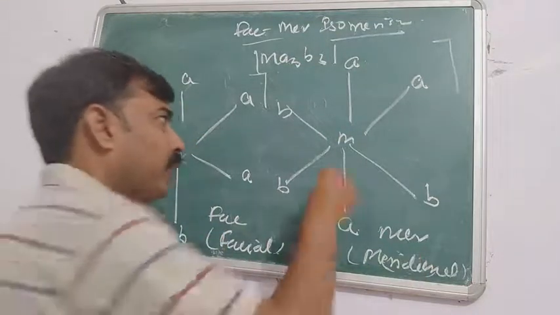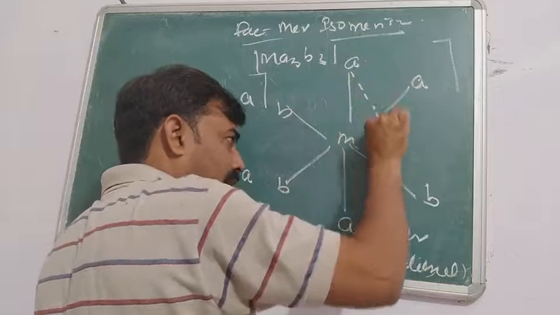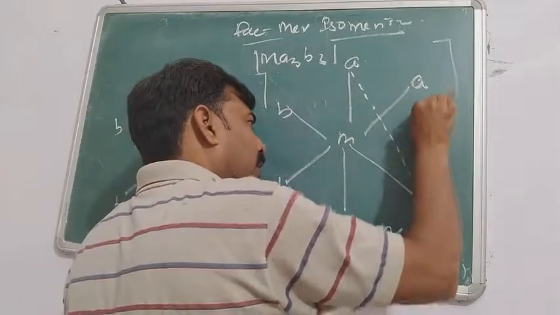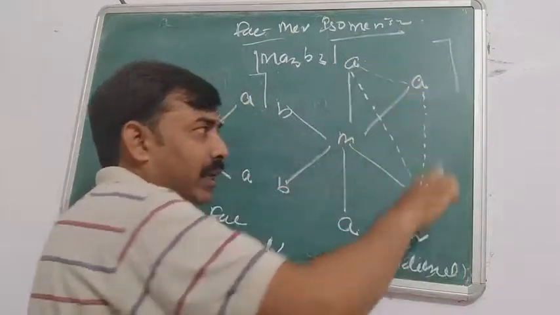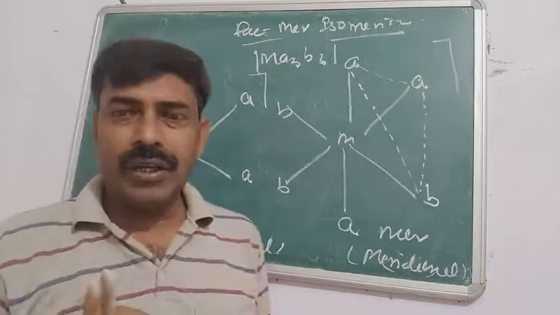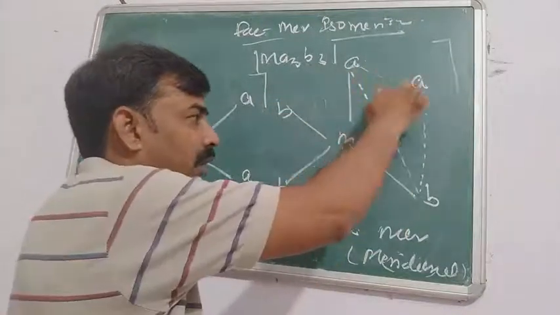We say if you are drawing a triangle somewhere here at any of the points, you will not find any of the triangles having three identical points, that is the AAB.